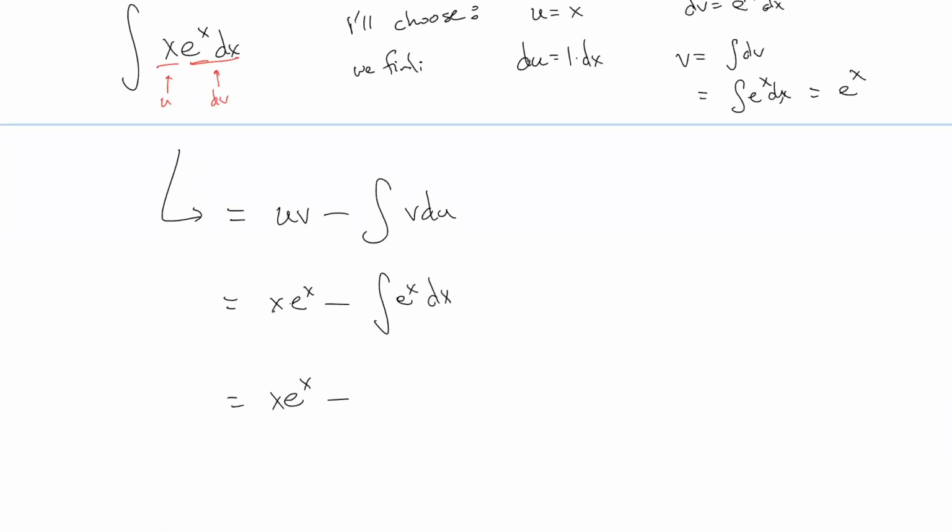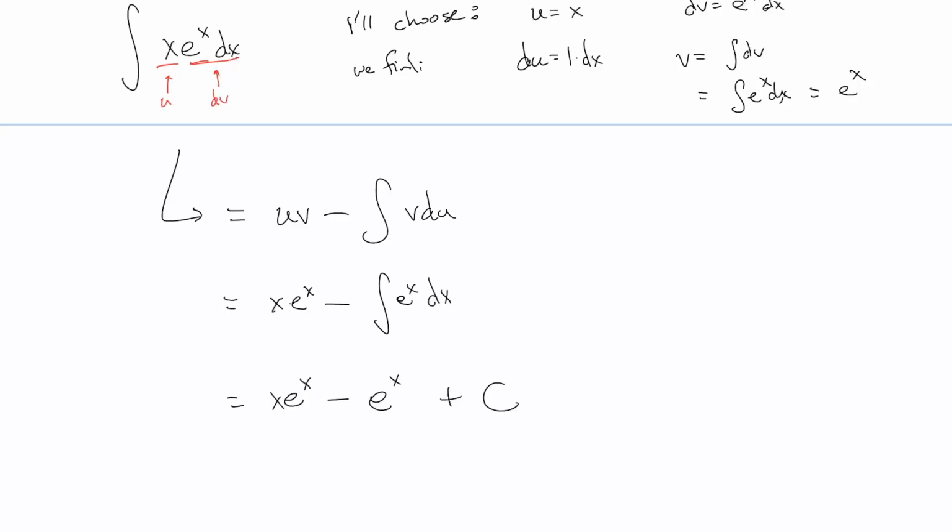I leave x e to the x like it is in the front, minus the integral of e to the x, which is e to the x. And now we're really done. I put the plus c, and that's it. All right, the integral of x e to the x is what we started with, and the answer is x e to the x minus e to the x. This is the integration by parts.